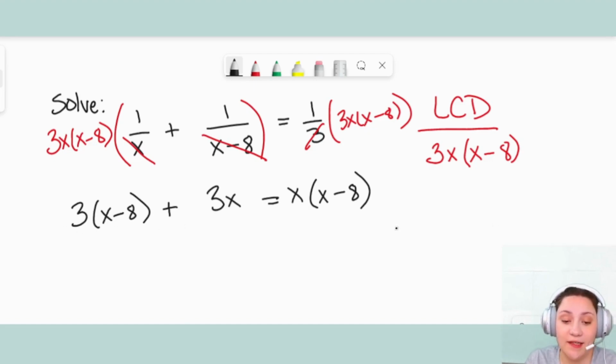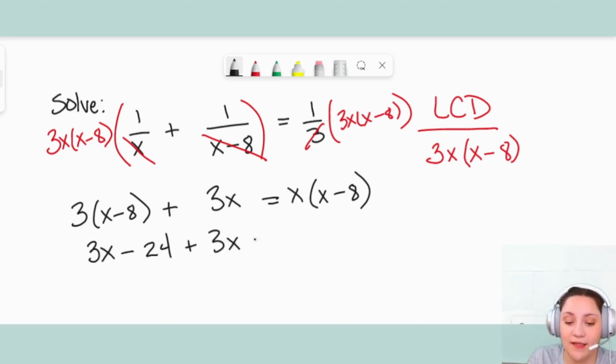So from here, this is an equation that I know that you can solve. This is not anything that you haven't seen before. So I'm going to go through the steps fairly quickly. Of course, we're going to simplify first. 3 times x minus 3 times 8 is 24 plus 3x. And that's equal to x squared minus 8x.